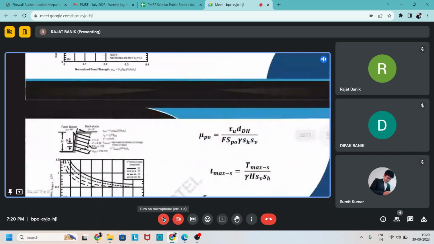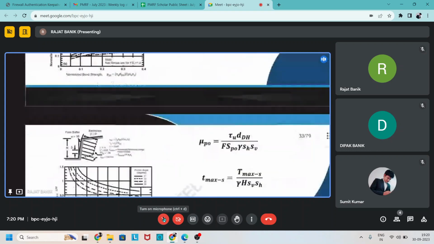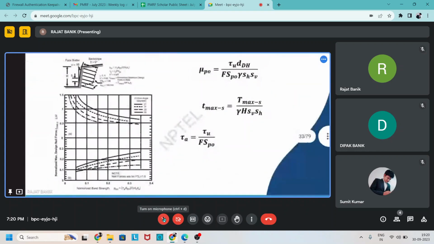Next one is given for when the face angle is 10 degree and back slope is 0 degree, and the last one is when the face angle and back slope both are 10 degree. So four charts are given this way.